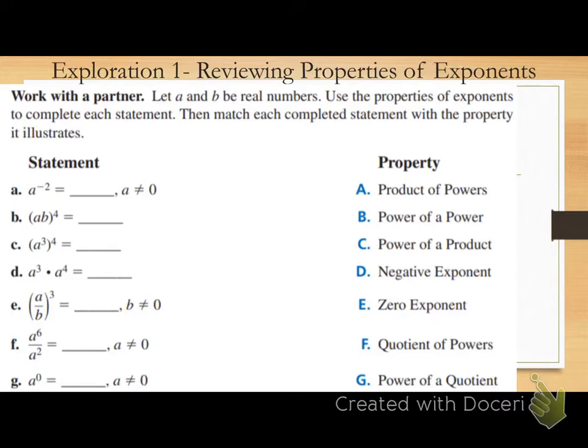Work with a partner. Work with people around you, or work by yourself if you want. You're going to try to give me the correct answer, and then you're going to try to match the correct property with that answer.